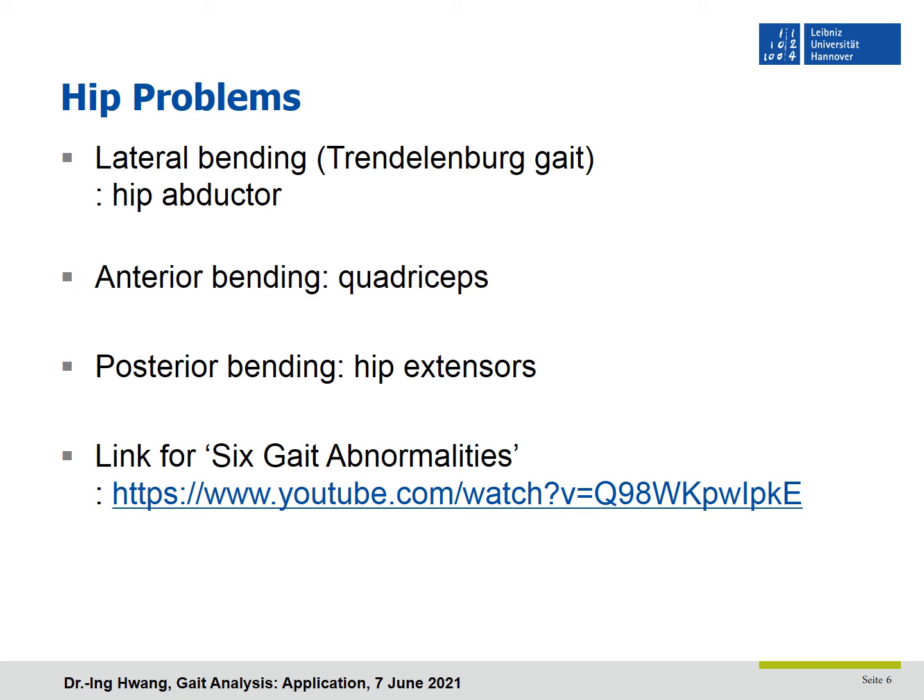Anterior bending occurs in the initial contact because of weak quadriceps. The posterior bending also occurs in the initial contact, but this is because of the weakness of hip extensors. We will see the video on the following link.